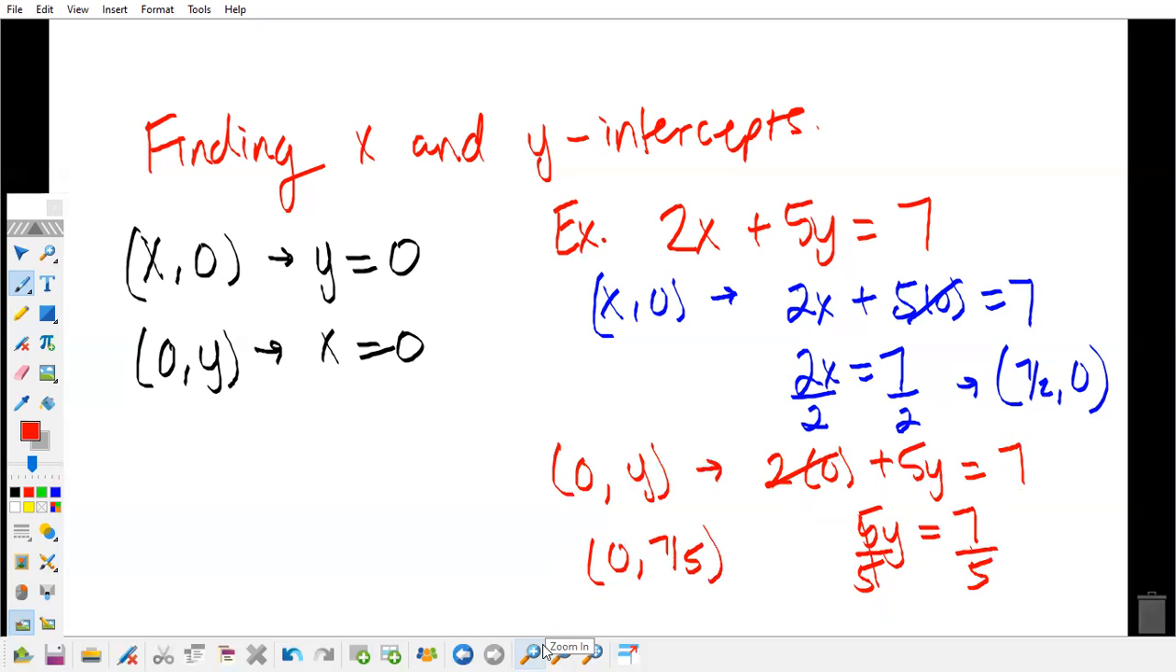Doesn't matter what the equation looks like, as long as you're plugging in 0 for y, you're looking for your x-intercept. And plugging in 0 for x, then you're looking for your y-intercept. It's always the opposite. How do you feel?